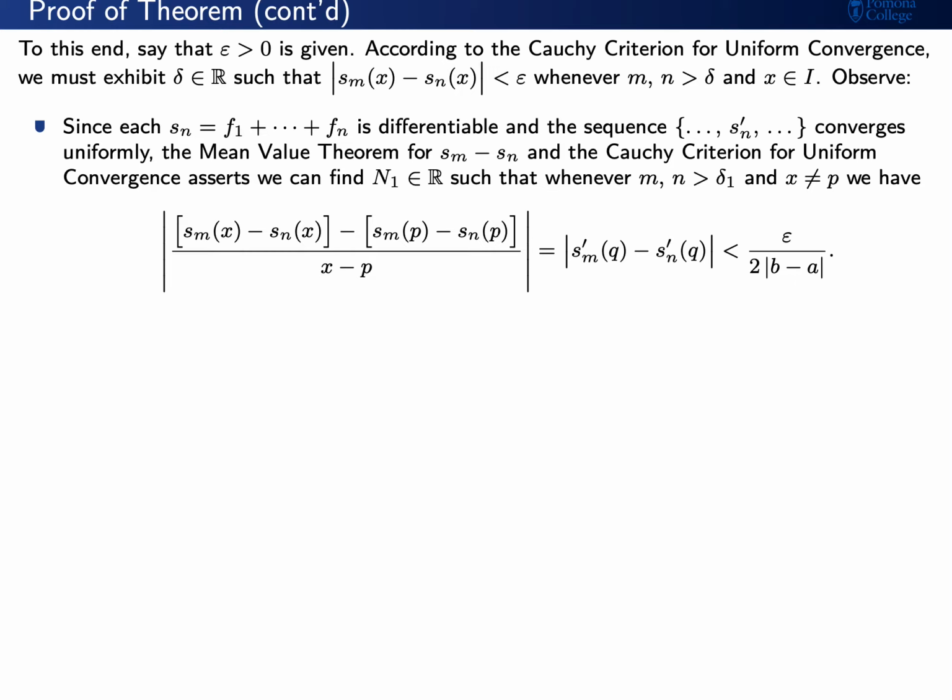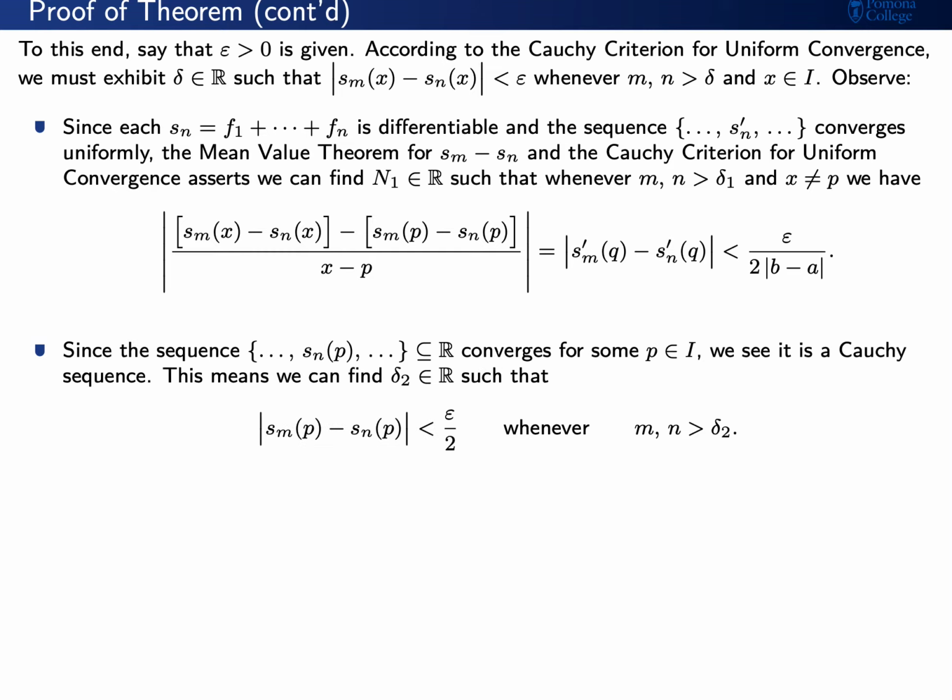But now, since Sn prime is a uniformly convergent sequence, we see that this difference here, we can make as small as we want. And the point is that everything we see is independent of the choice of p. Now, the sequence Sn of p must converge for some fixed p, so we see that it must be a Cauchy sequence. This means that we can find some delta sub 2 such that Sm of p minus Sn of p is less than epsilon over 2 whenever m and n are greater than delta 2.